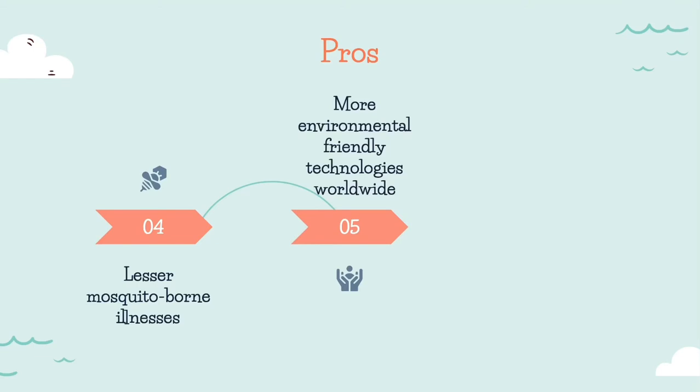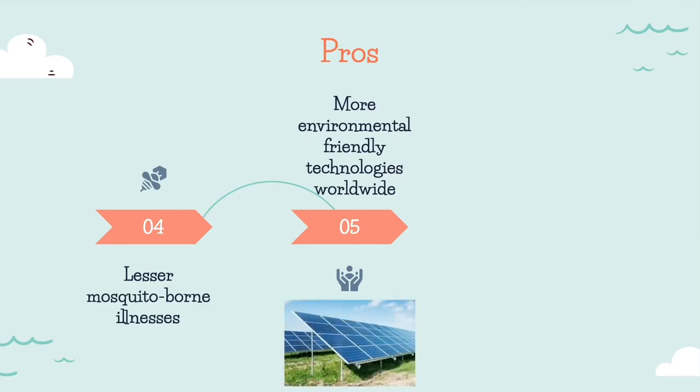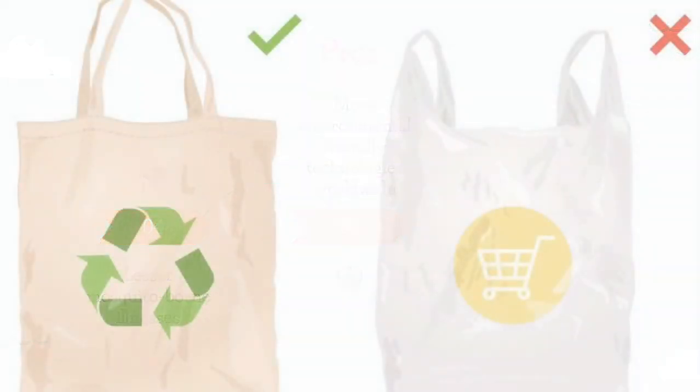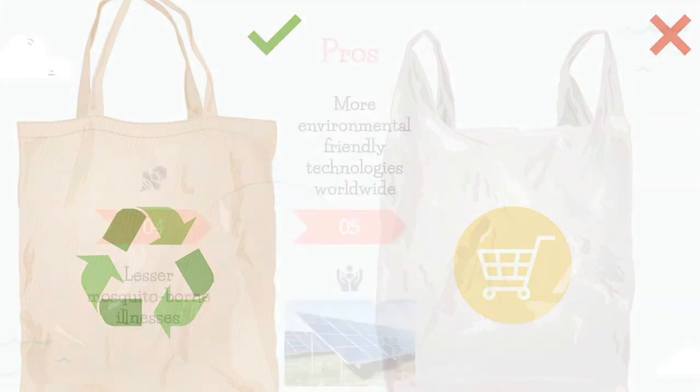Globalization has also helped spread environmentally friendly technologies and practices across the world. An example of an environmentally friendly technology is a solar cell. And an example of an environmentally friendly practice is using reusable bags instead of plastic bags. This will reduce the pollution, especially in developed countries.